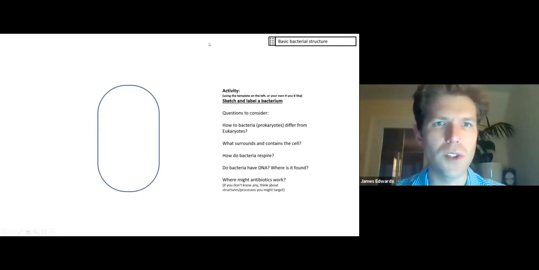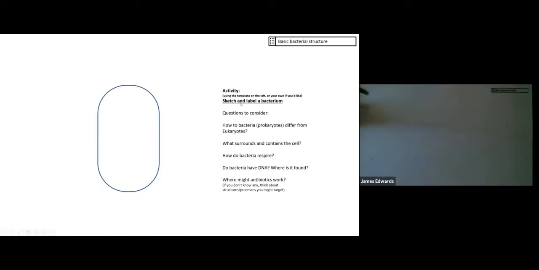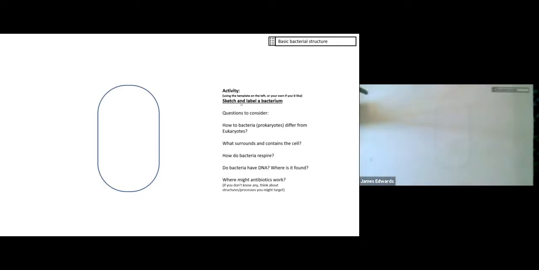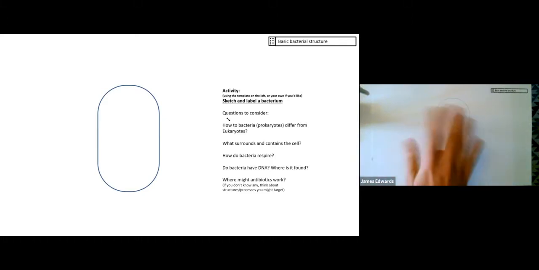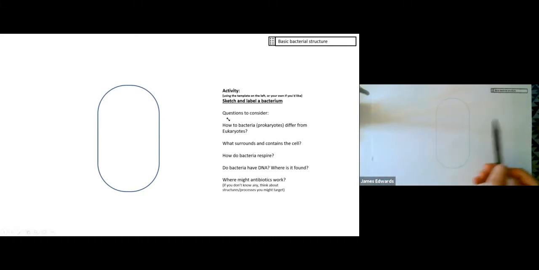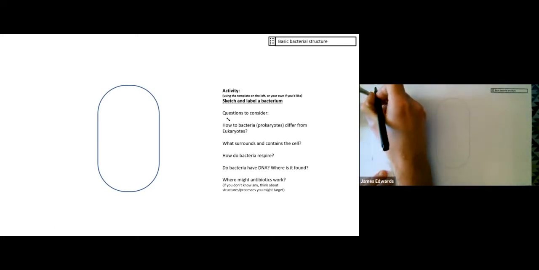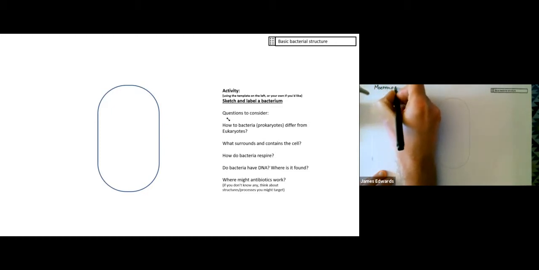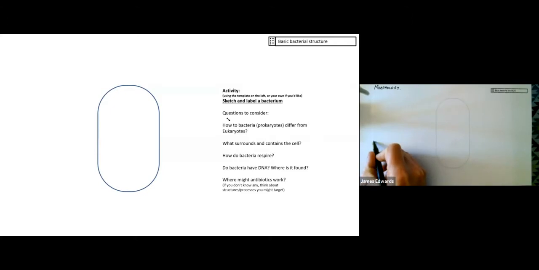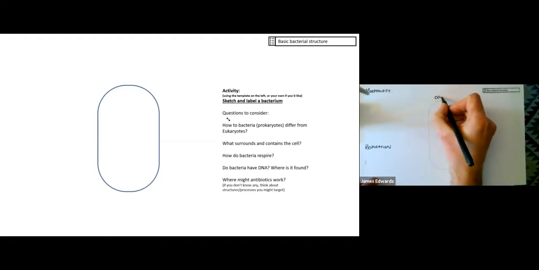So we'll start by swapping the camera around, and what you can see hopefully on the screen is my hand here, and we're going to start with a fairly generic egg-shaped thing. We'll consider a few things. We'll consider morphology. We'll consider respiration. And then we'll consider the cell structure as well.